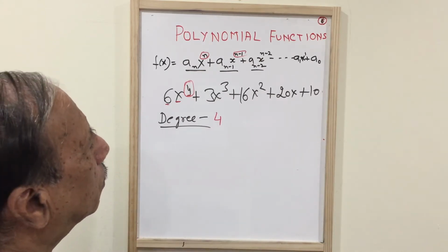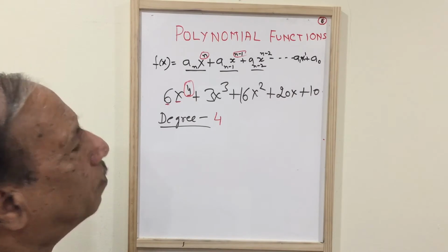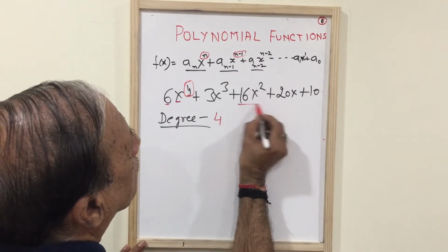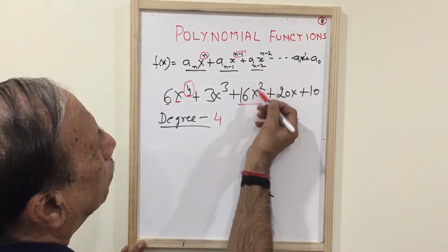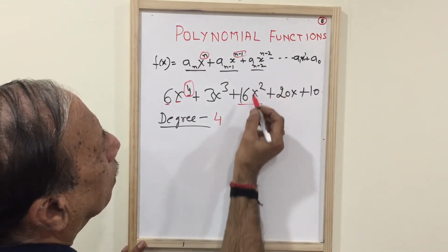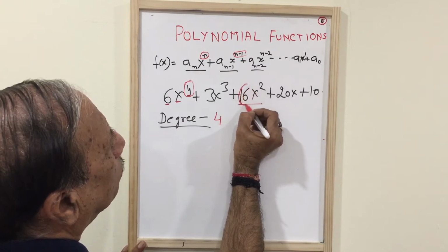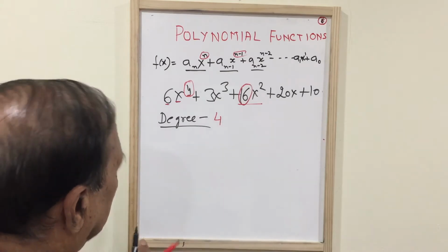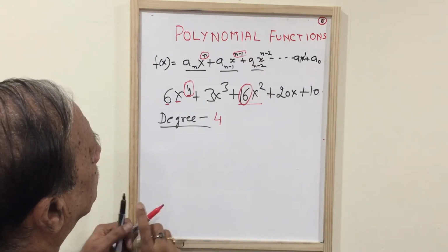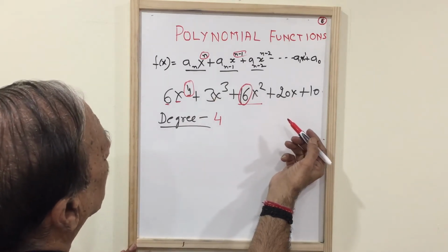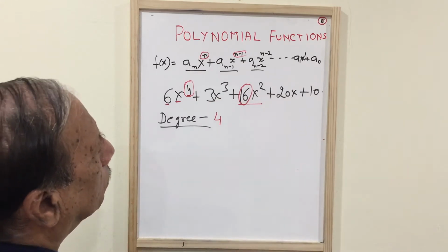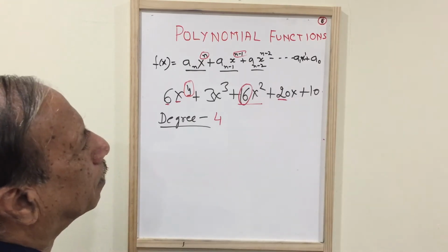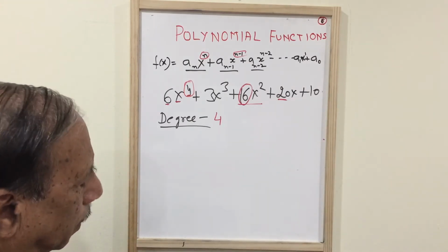If we have to find out what is the coefficient of x to the power 2, this is the term 16x to the power 2. So the coefficient of x to the power 2 is 16. Like that we can find out the other things also. Suppose, what is the coefficient of x? So 20 is the coefficient of x. So this is one example.